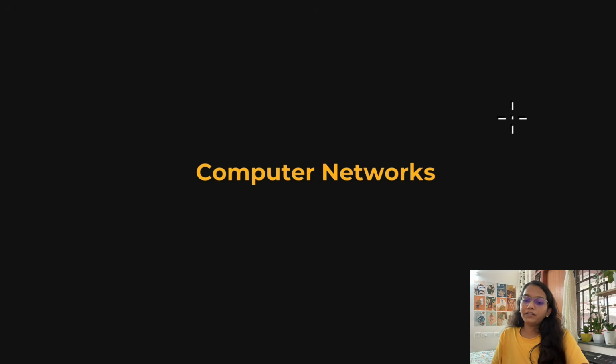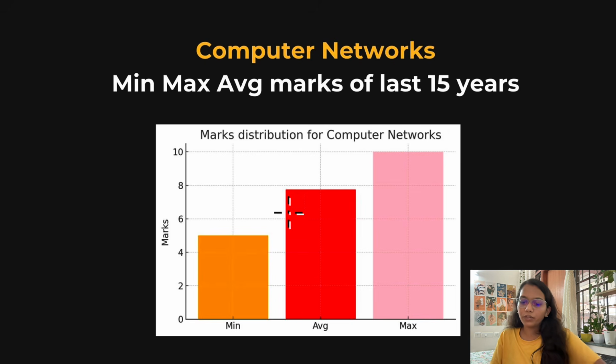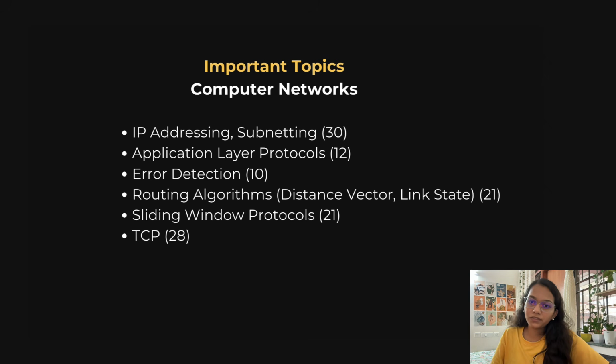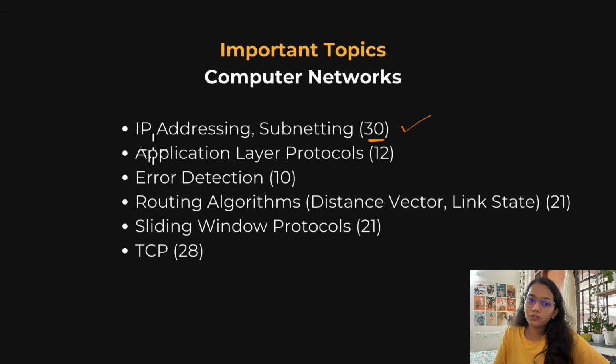The next is computer networks. This is the marks distribution for computer networks. You can see on average 7 to 8 marks are there from computer networks every year. These are the important topics from computer networks. The first one is IP addressing and subnetting. Most of the questions came from here only. You have to understand IP addressing and subnetting well. Supernetting is not very important, but most of the questions came from subnetting. This is an important topic and it is easy also. Once you understand this, you will be able to answer most of the questions.